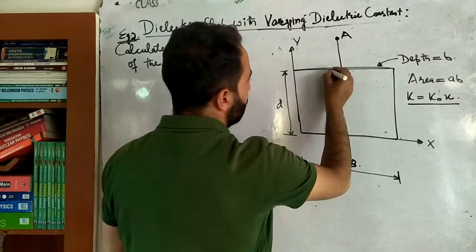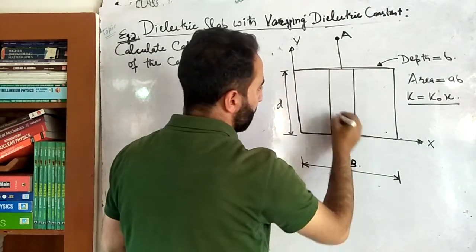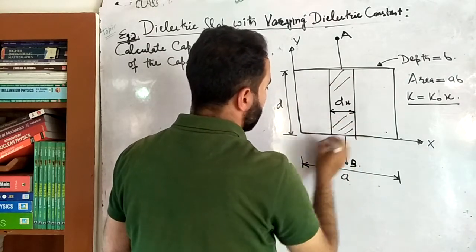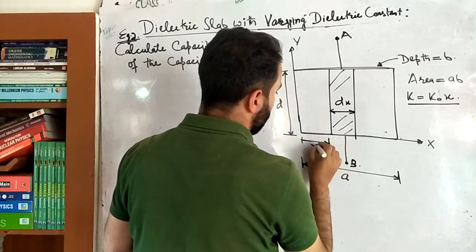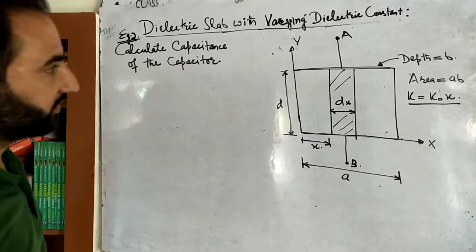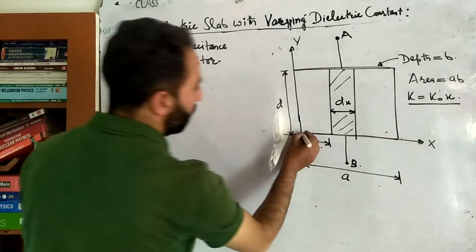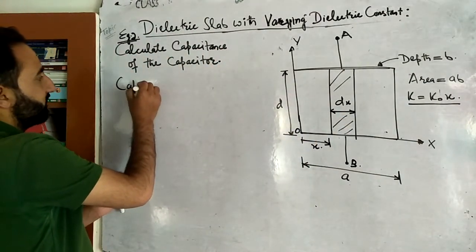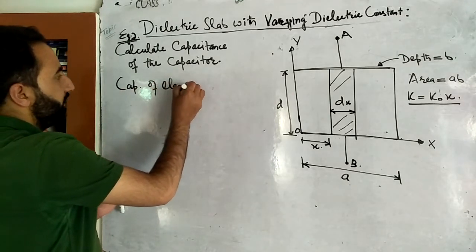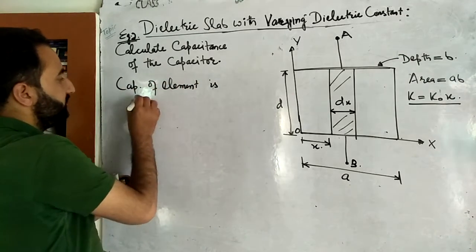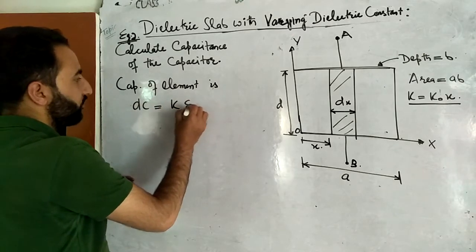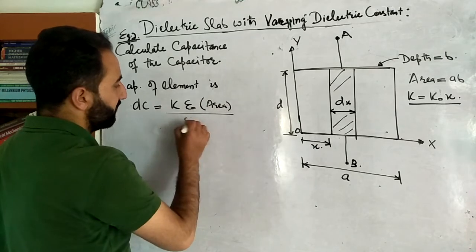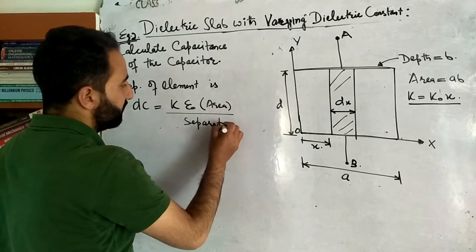So again we'll take one element. Suppose the width of this element is equal to dx, and its distance from the origin is equal to x. Now let's try to calculate the capacitance of this. So here I will write down the capacitance of the element: dC will be equal to K multiplied by epsilon naught multiplied by its area, divided by the separation between the plates.